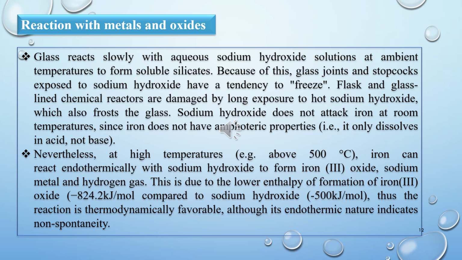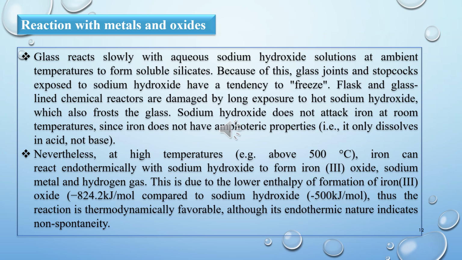The first point is that glass reacts slowly with aqueous sodium hydroxide solutions at ambient temperatures to form soluble silicates. Because of this, glass joints and stopcocks exposed to sodium hydroxide have a tendency to freeze. Flask and glass-lined chemical reactors are damaged by long exposure to hot sodium hydroxide, which also freezes the glass.